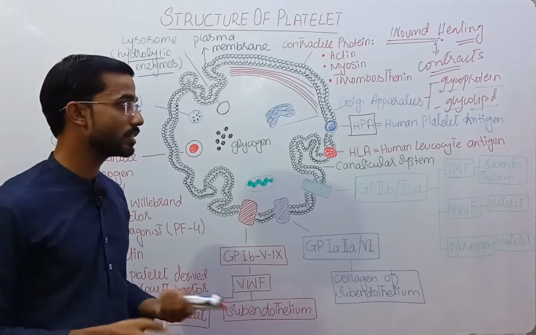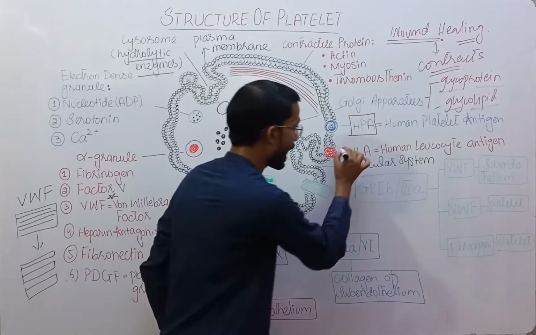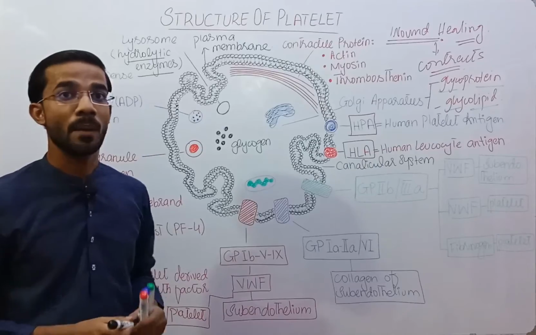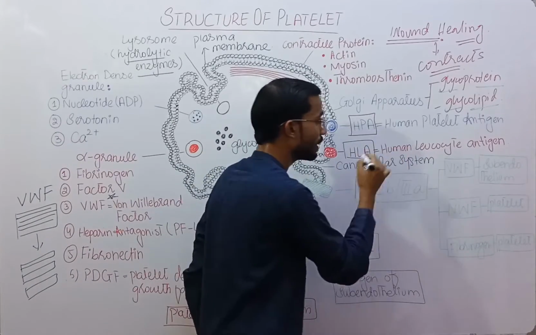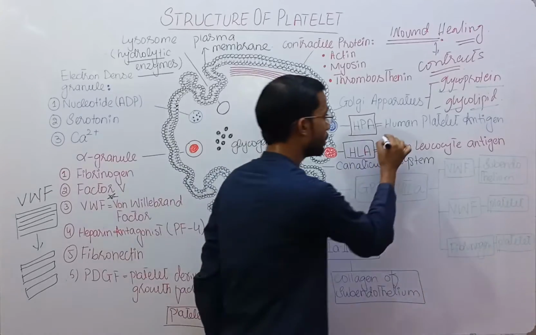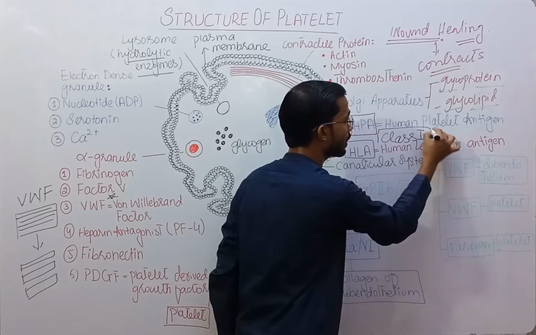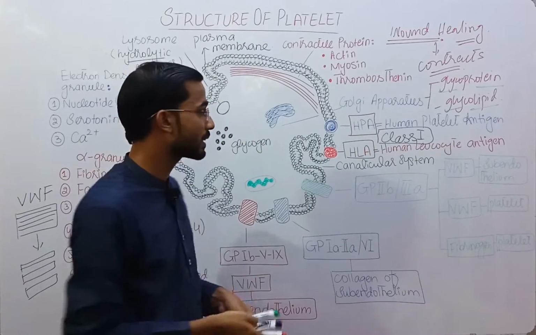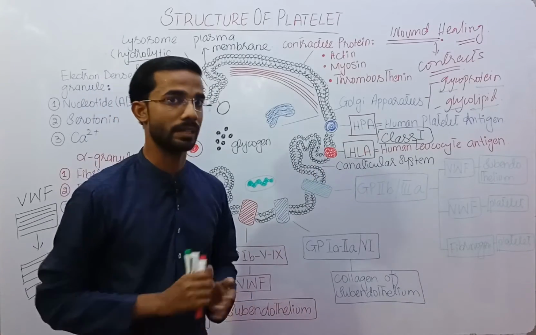Another antigen which is present on the plasma membrane of the platelets is the HLA, which is the human leukocyte antigen. But remember that the human leukocyte antigen will be class 1. Actually, there are two types of HLA, class 1 and class 2, but class 1 is present on the plasma membrane of the platelets.